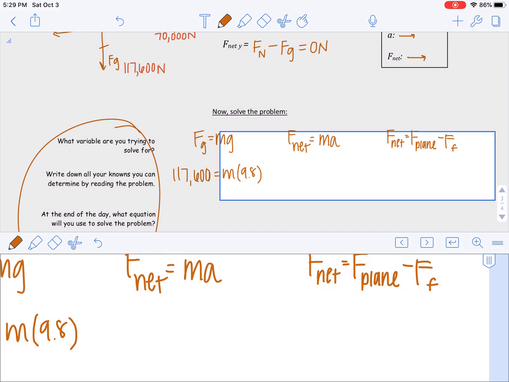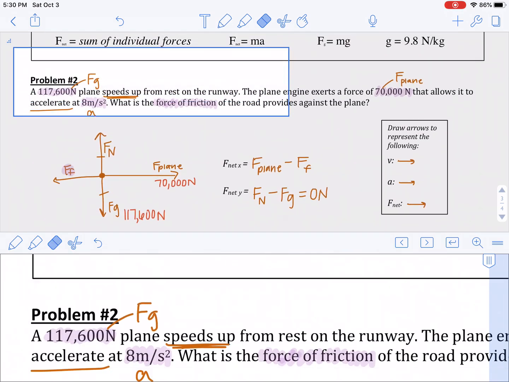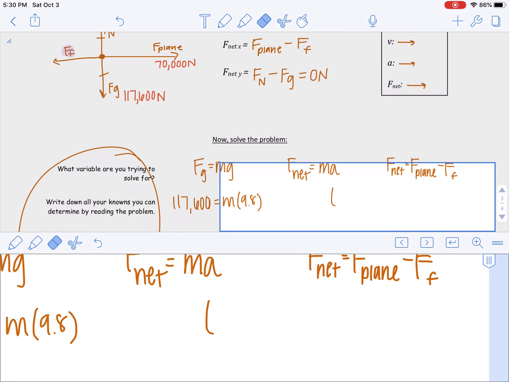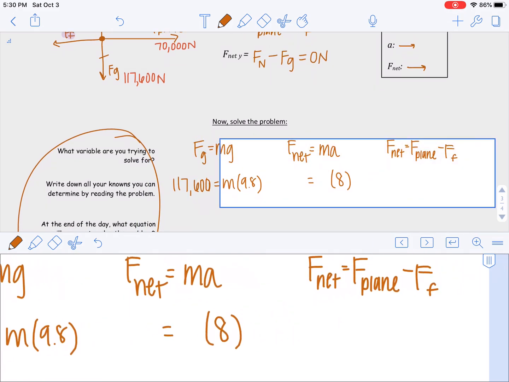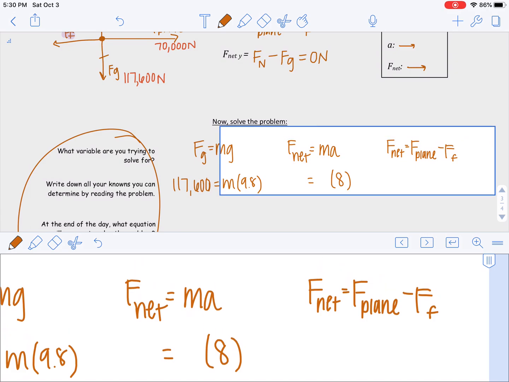I don't know F net. I don't know mass. I do know acceleration, though. It's 8, not 0.8, right? Yes, it's 8 meters per second squared. So maybe I do need to solve for mass over here so I can get F net. We'll see. Over here, I want to solve for force of friction. I know the plane force is 70,000. And so I'm going to need to solve for the net force.